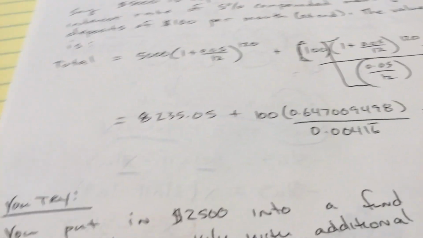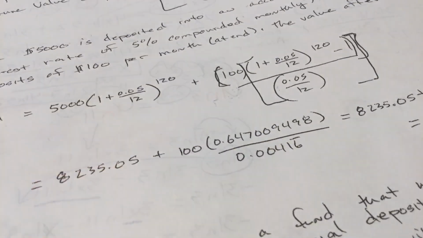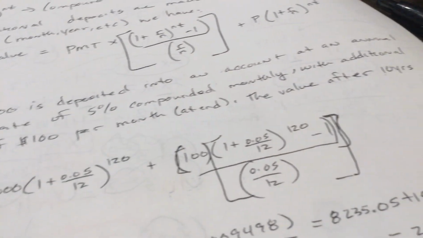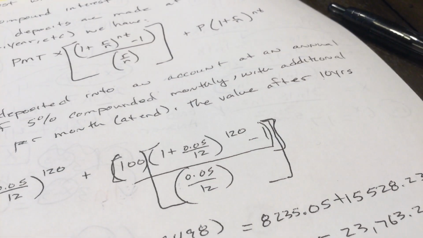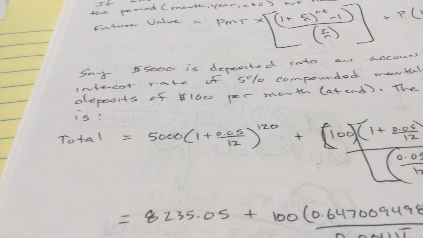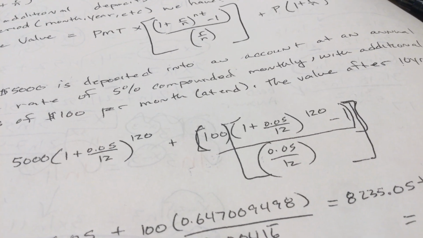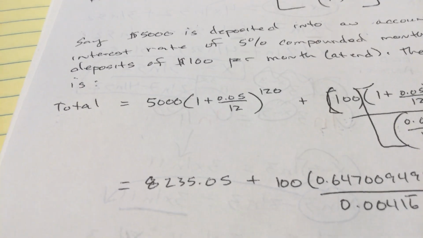This is the goal. Like you put $5,000 into an account, and then every month you put in $100. And then after a certain amount of time, so look at this example. $5,000 is deposited into an account at an annual interest rate of 5% compounded monthly with additional deposits of $100 per month, basically at the end of the month. They kind of want to know when you put it in. We'll just say at the end of the month. The value after 10 years.